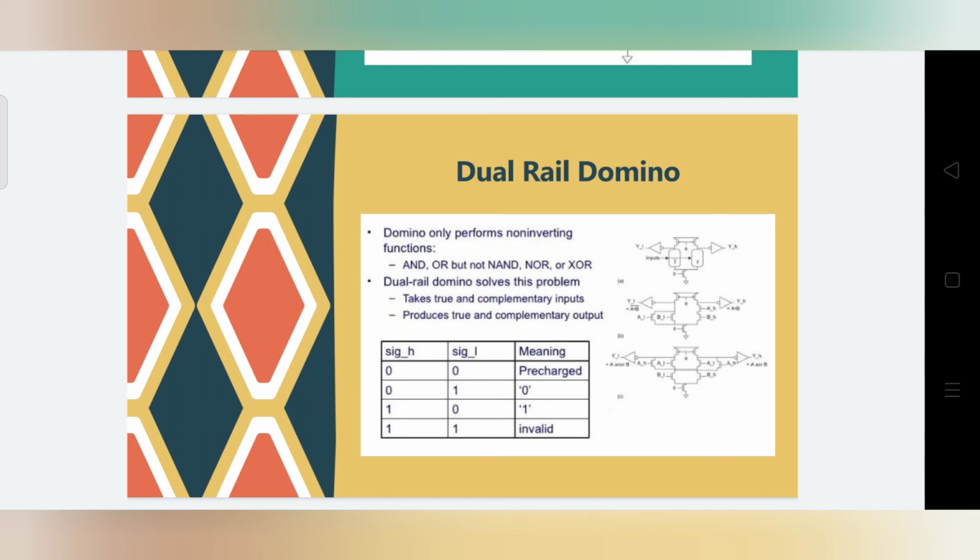Here is the truth table of the dual rail domino. Signal is high and signal bar is low, meaning pre-charged. If both signals are 0, it means the operation is in pre-charge. The signals being 0 and 1, or 1 and 0, mean 0 and 1 respectively.